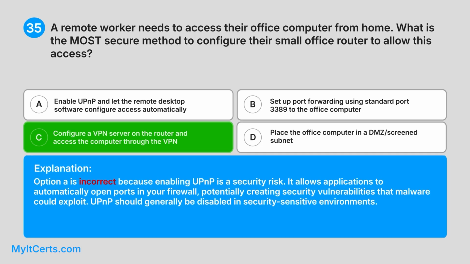Option A. Enable UPnP and let the remote desktop software configure access automatically is incorrect because enabling UPnP is a security risk. It allows applications to automatically open ports in your firewall, potentially creating security vulnerabilities that malware could exploit. UPnP should generally be disabled in security-sensitive environments.